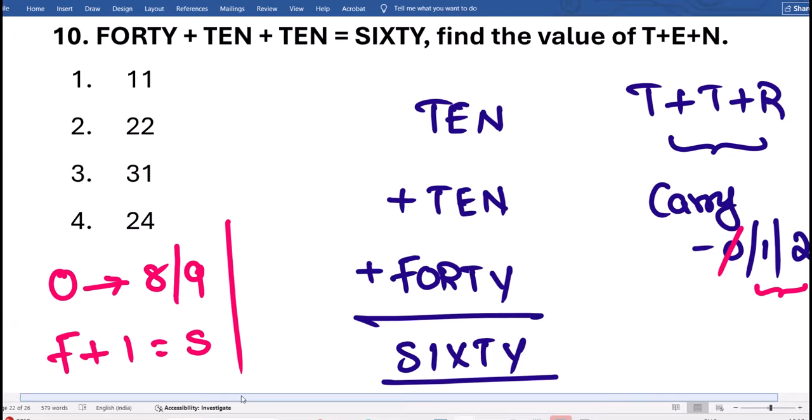Now you can see that units place N plus Y should give Y only. N plus Y should give Y. N must be 5, do you agree? Yes, 0 or 5. N 5 plus Y, 10 plus Y will be Y. Units place Y only will come. N must be 0 or 5.